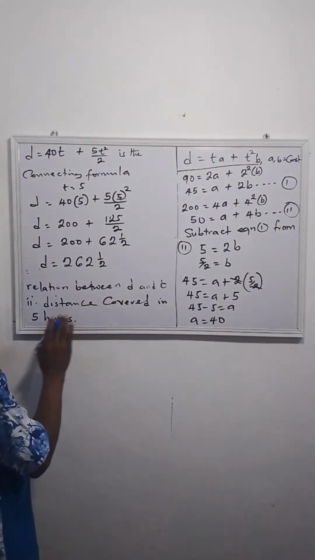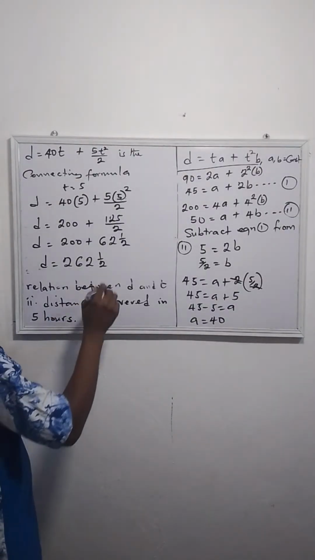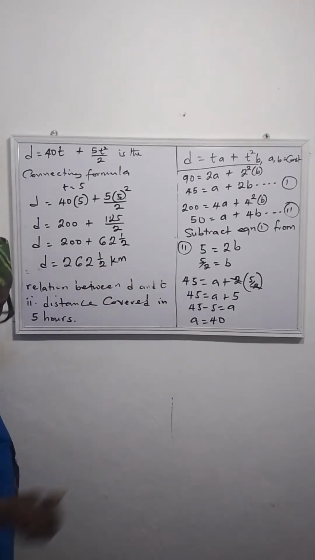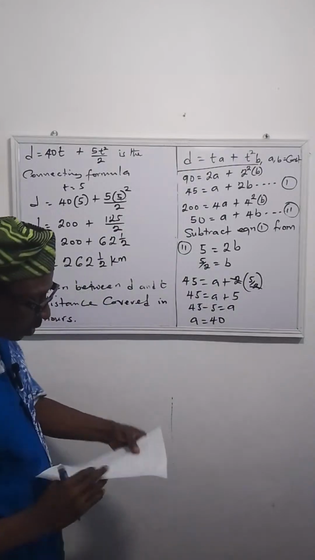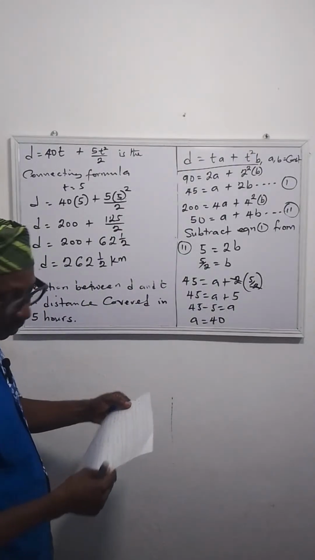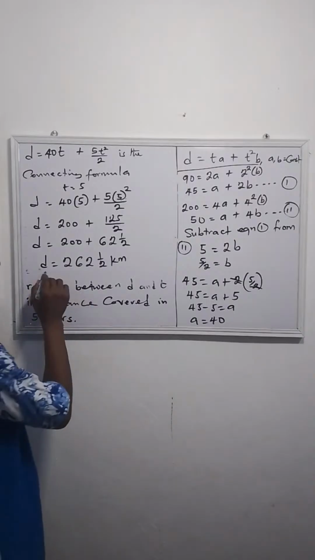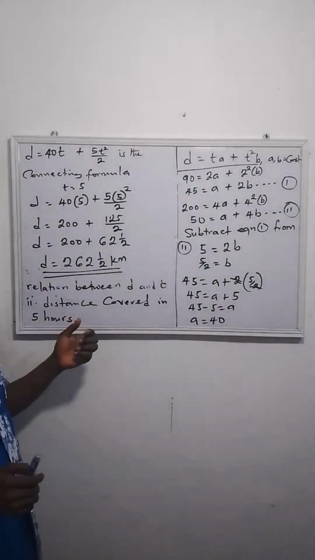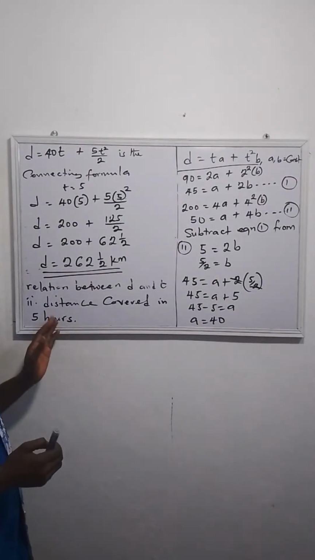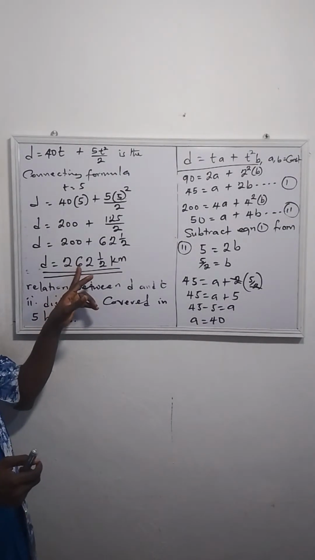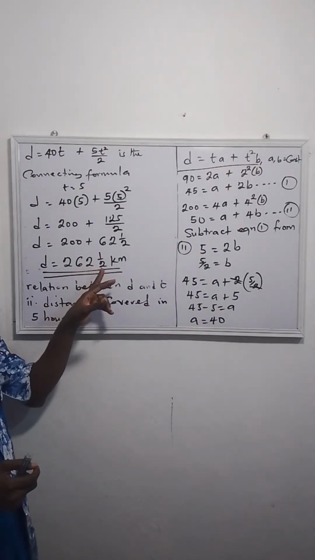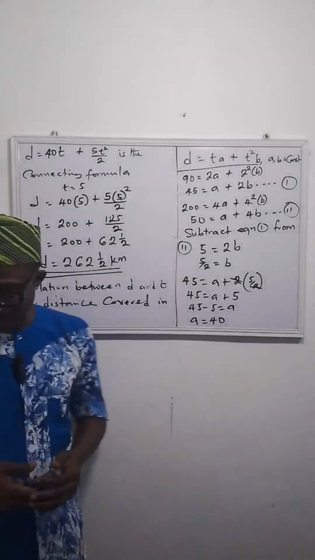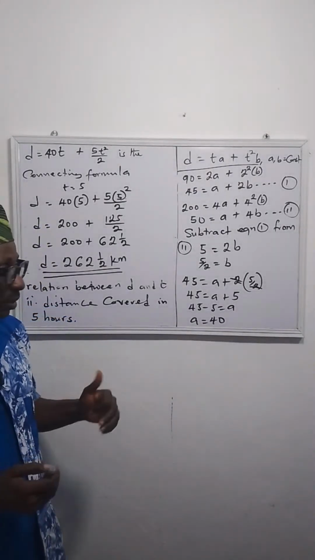What's the unit of distance there? So that's going to be in kilometers. Okay, so is that what we have there? Yes, so it's going to be in kilometers. That is the unit. So the distance that is covered in 5 hours is 262 and a half kilometers. All right. Okay, so that is the answer to that problem. I want to believe you got that explanation.